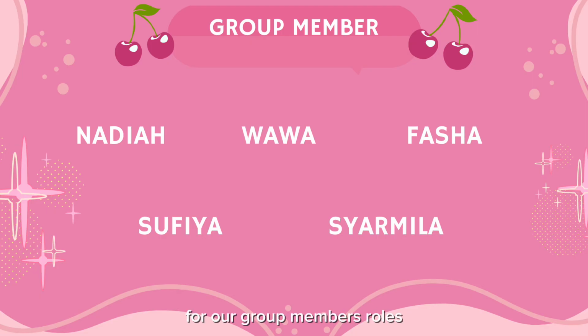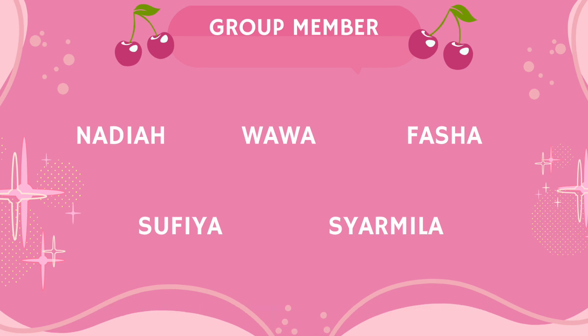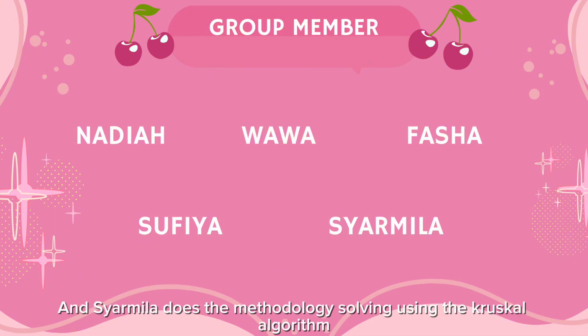For our group members' roles, Nadia does the methodology solving using the Prim's algorithm, Wawa does the mathematical solving, Fasha does the methodology for question 2, Sufia does the problem statement, and Sharmila does the methodology solving using the Kruskal algorithm.